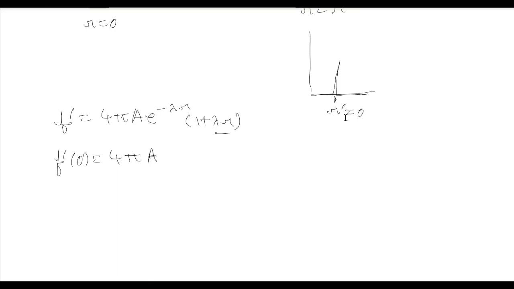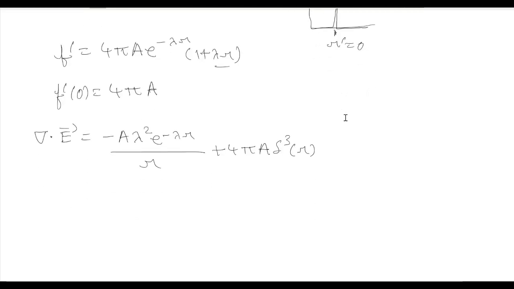And so the divergence of this electric field reduces to minus a lambda squared e to the power minus lambda r over r plus 4 pi a del cube of r.